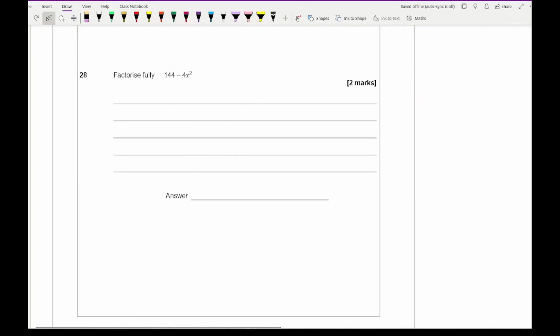Now, looking at question 28, it says factorize fully 144 minus 4x squared. This is a difference of two squares question. It's quite surprising to see this question so late, so there must be a little thing we need to bear in mind, but note that it is 2 marks.